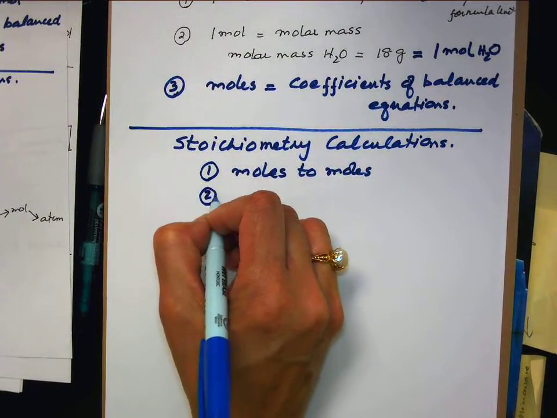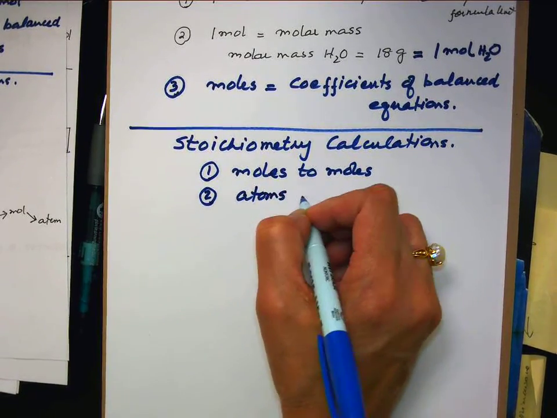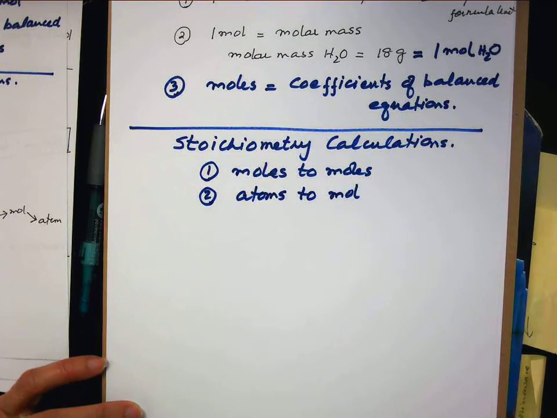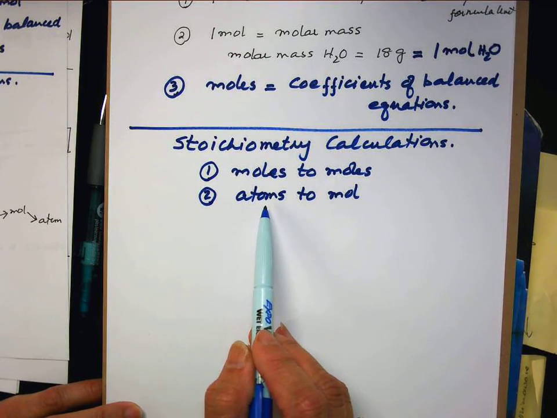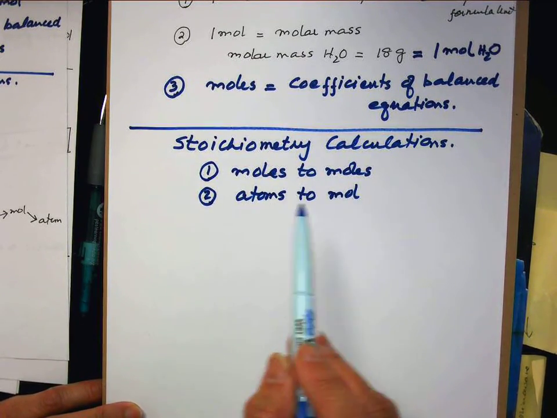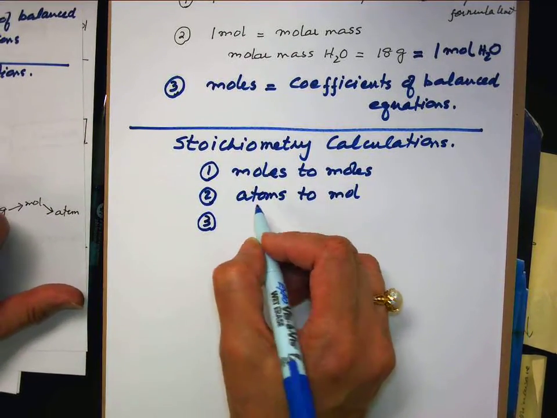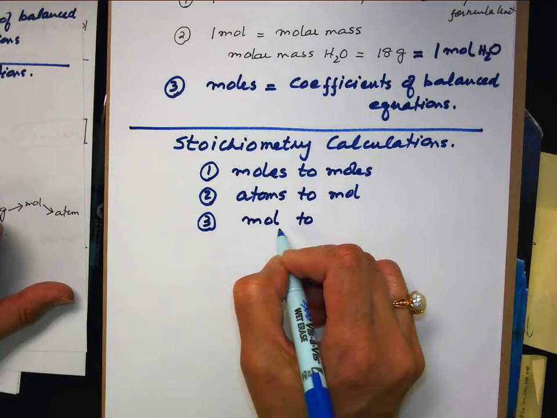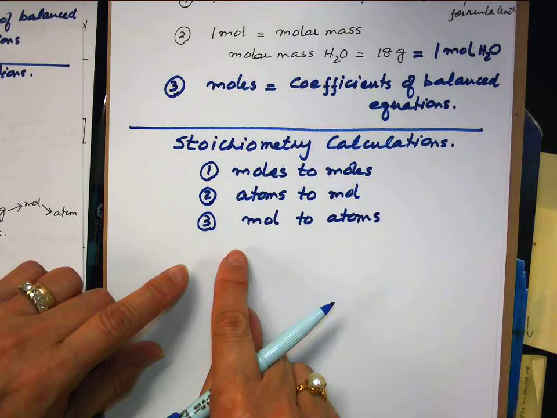Number 2 calculation, you're going to do the atoms. If you have atoms, you're going to change them to moles. So what are you going to use from atoms to moles? You're going to use Avogadro's number, 6.02 times 10 to the 23, to moles. Number 3, you're going to do the opposite. If you have moles, you need to change them to atoms. Same thing: atoms to moles, moles to atoms.